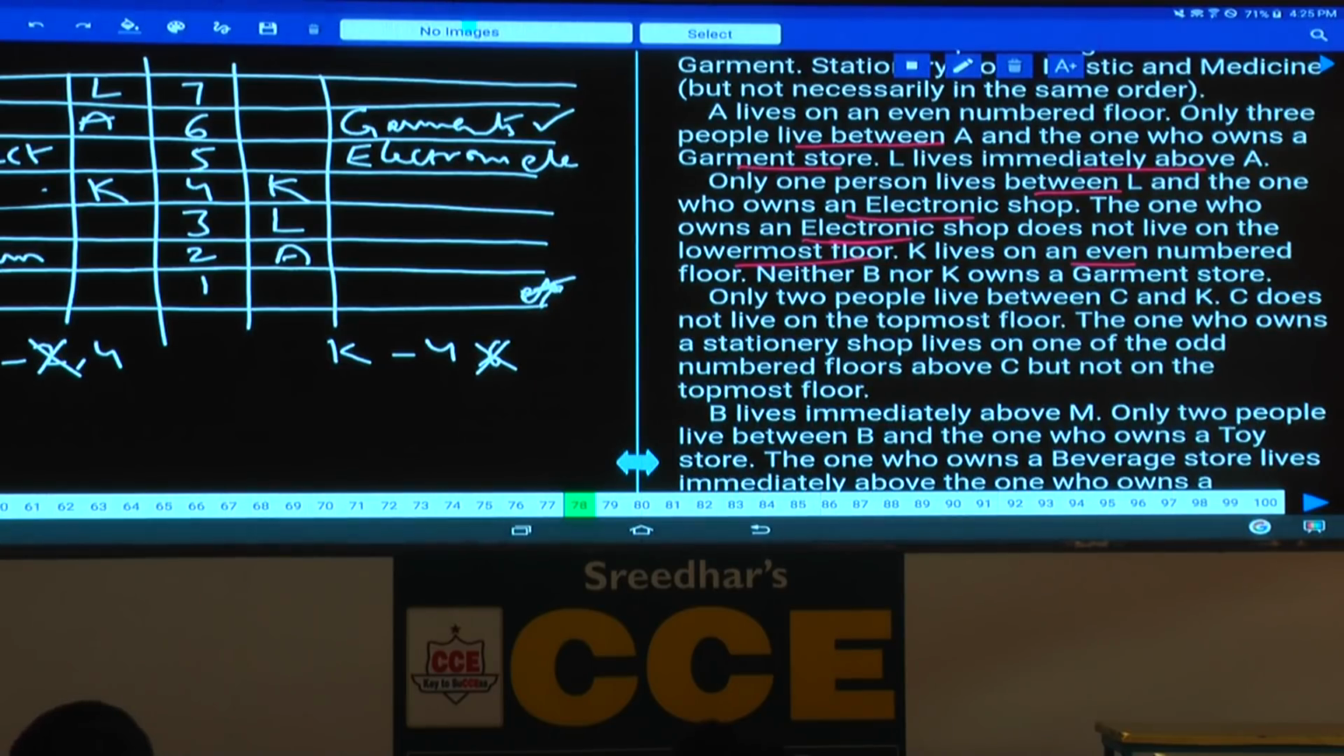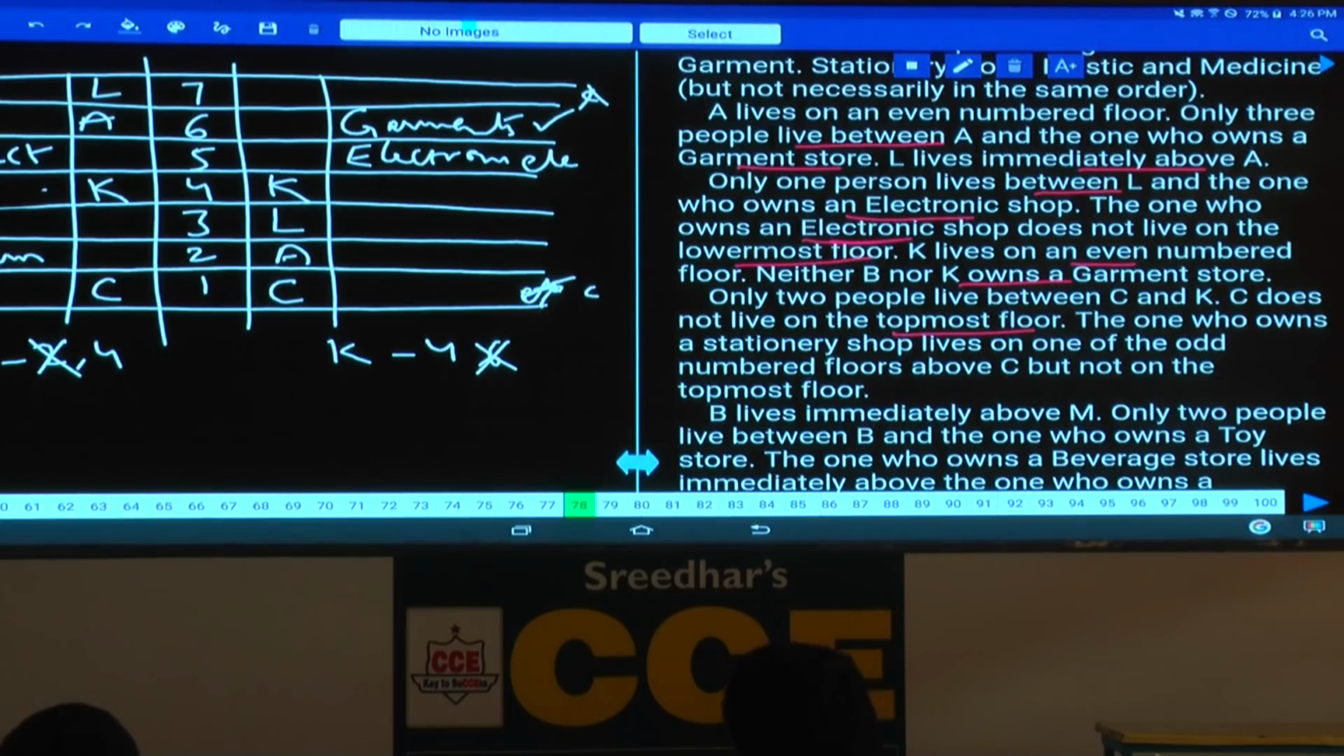Neither B nor K owns a garment store. Only 2 people live between C and K. And this C can be either on the top floor or on the bottom floor, either 1 or 7. Here only one possibility because the 7th floor is already occupied. And C does not live on the topmost floor. As C cannot be here, hence C must be here only. In both the cases, C lives on the bottom floor.